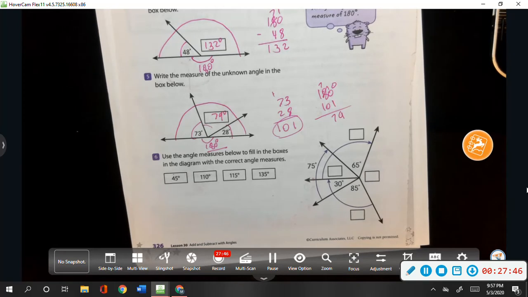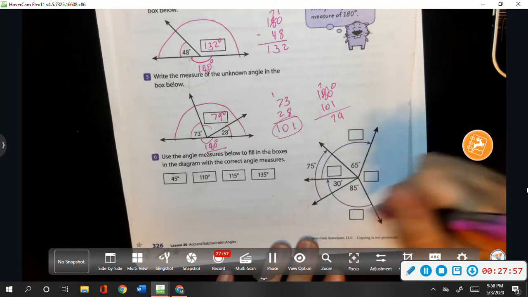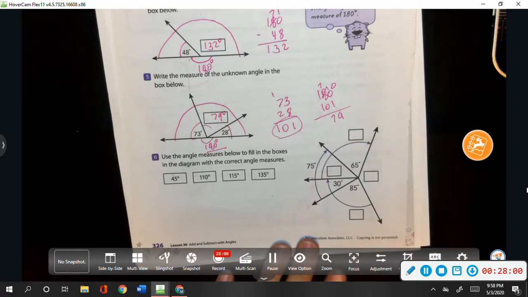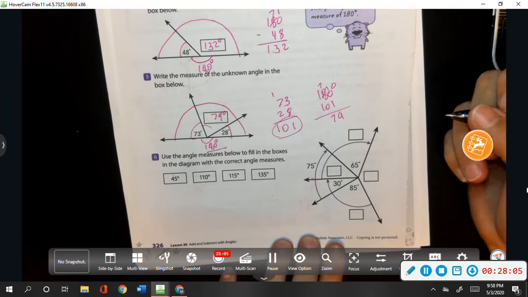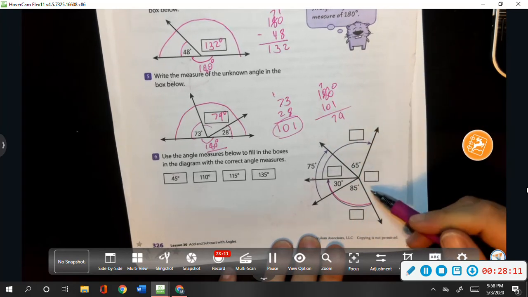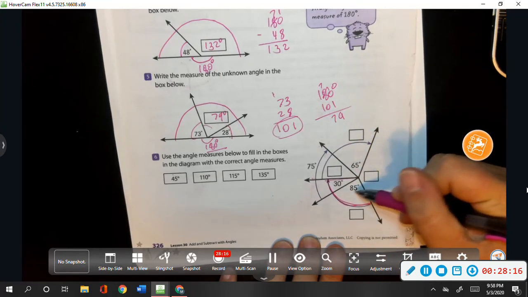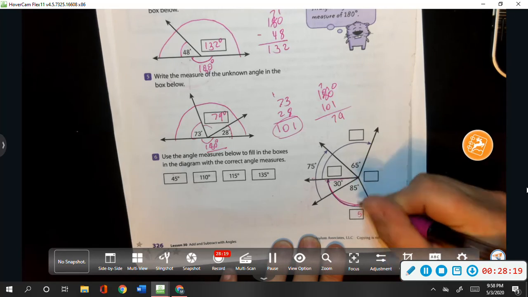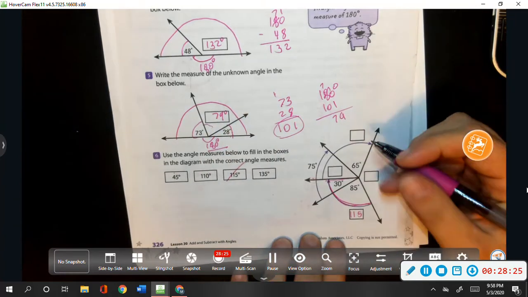Alright, number 6. Use the angle measure below to fill in the boxes in the diagram with the correct angle measures. So, we have this crazy hoopla going on over here. Let's see if we can figure this out. It looks like these two should be relatively easy to figure out. So, this angle measure is going to be 85 plus 30, which is 8, 9, 10, 11, which would be 115. So we use that box.